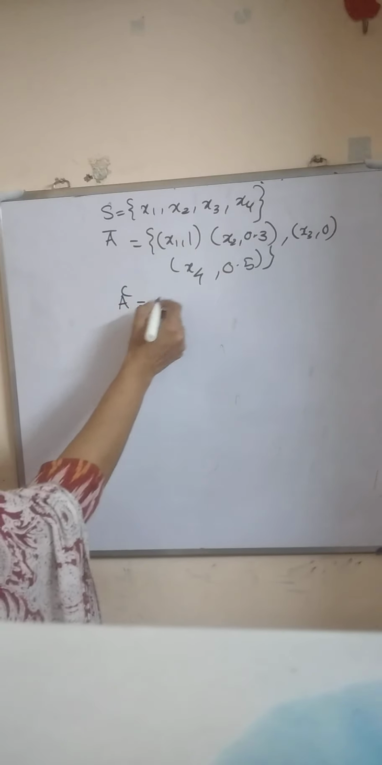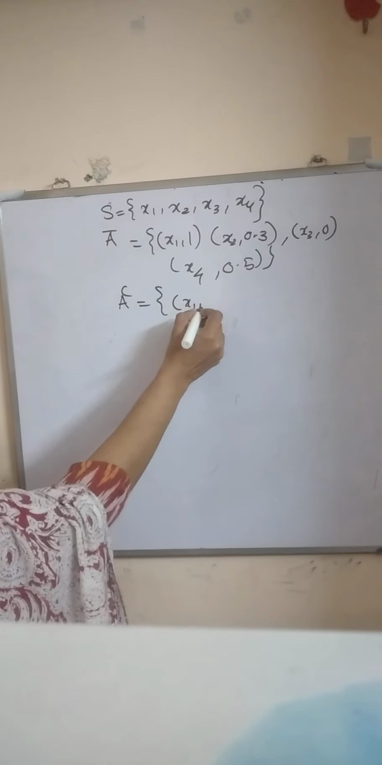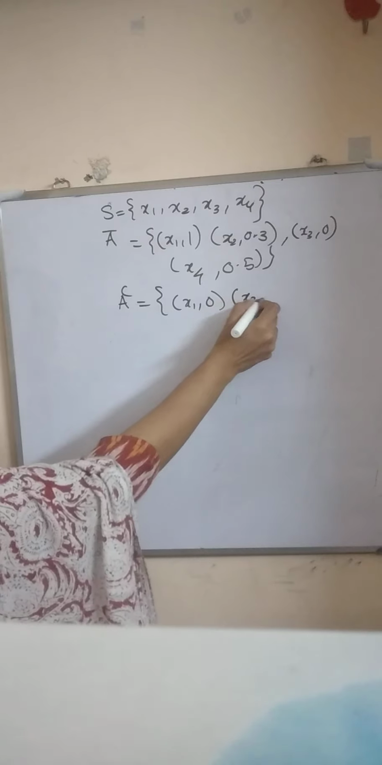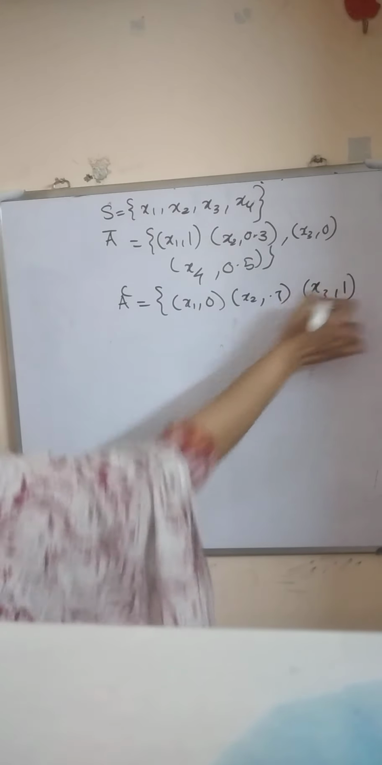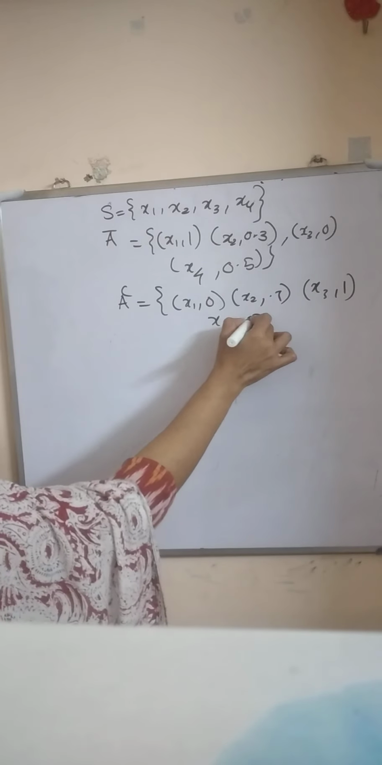Consider the example. S is equal to the set x1, x2, x3, x4 and fuzzy set A bar is equal to the set of ordered pairs x1 1, x2 0.3, x3 0 and x4 0.5. Then what is A bar complement? A bar complement is the set of ordered pairs x1 0, x2 0.7, x3 1 and x4 0.5. That is A bar complement.